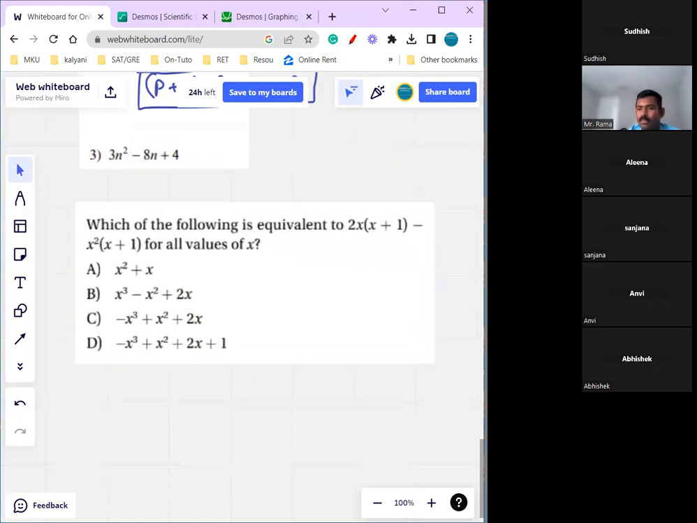All right, let's try this one. Anvi, can you please read this question for us? Which of the following is equivalent to 2x(x + 1) − x²(x + 1) for all values of x? So this is one test question. We can see some simple questions like this. Let's give it a try.